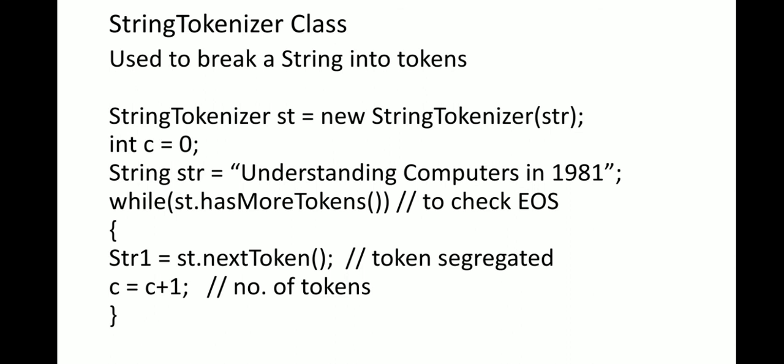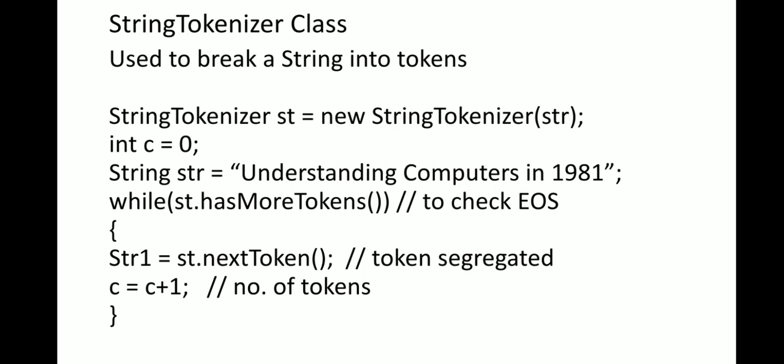And I am using int c = 0. This is just to count how many tokens are present in my string. Now look at the while loop. This while loop will keep on traversing through the string until it reaches the end of the string. So this is to simply check whether the loop is reaching the end of the string: st.hasMoreTokens(). This is the function you have to use to check whether the string has reached the end.